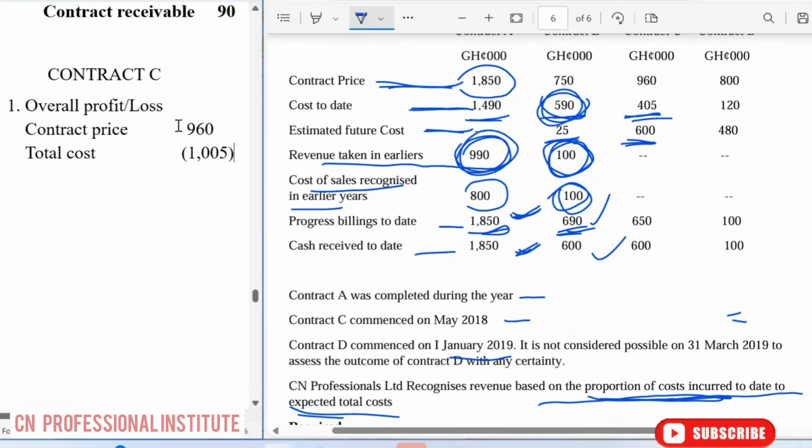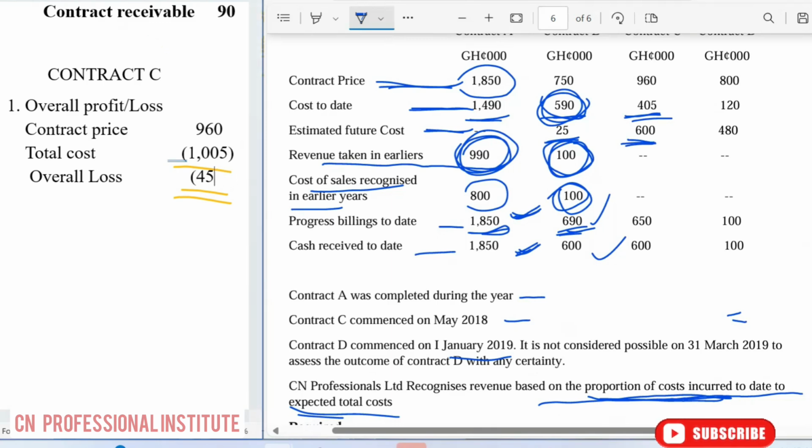Okay. So when you deduct here, you see there'll be a loss because the total cost is more than the contract price. So we have a loss of 45. Okay. Yes, we have a total loss of what? 45. Are you following? So immediately we have a loss, then we say this contract is onerous because we are going to have overall loss. Are you following? Of what? Oh, sorry, not 450, 45.